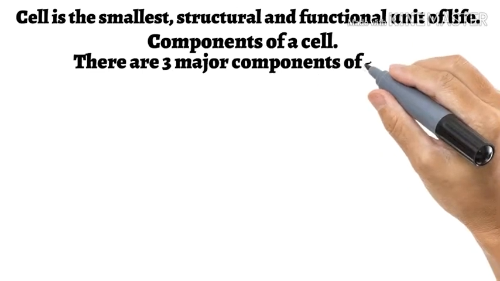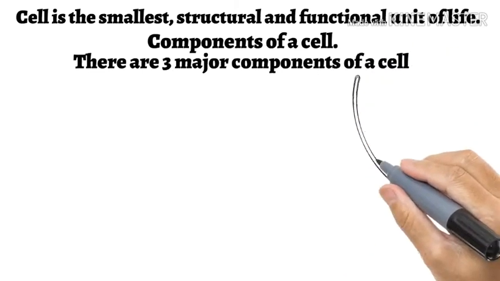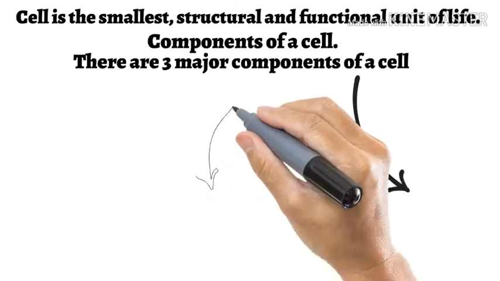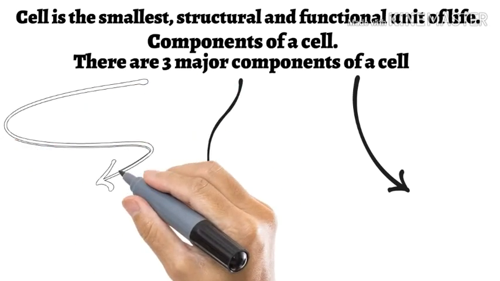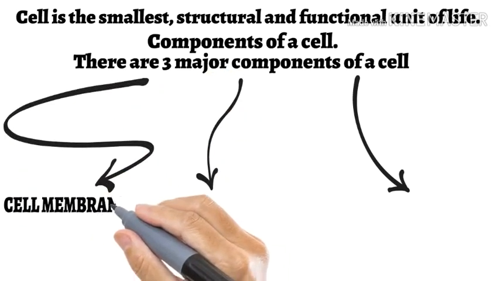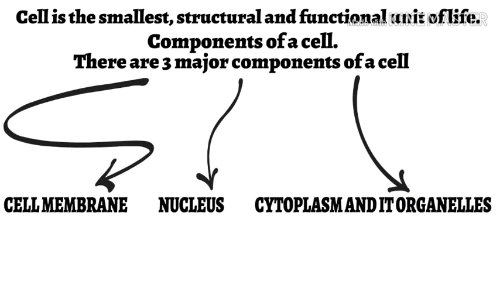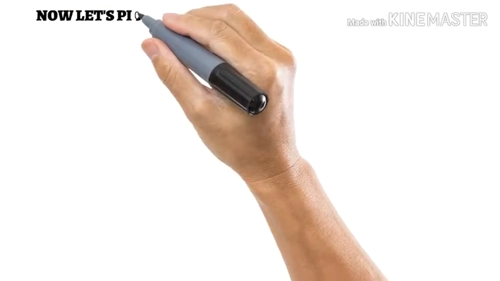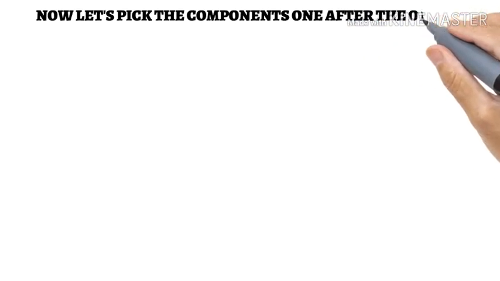There are three major components of a cell. The first one is the cell membrane, which is the outermost part of a cell, while the second one is the nucleus, which is located in the center of the cell, and the third one is the cytoplasm and its organelles. Now, let's pick the components one after the other.